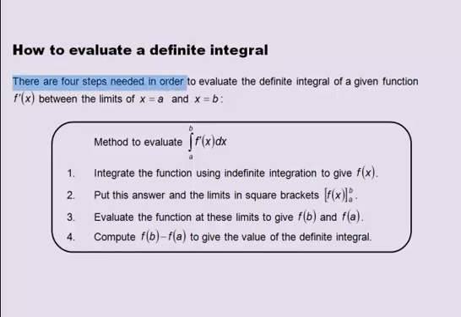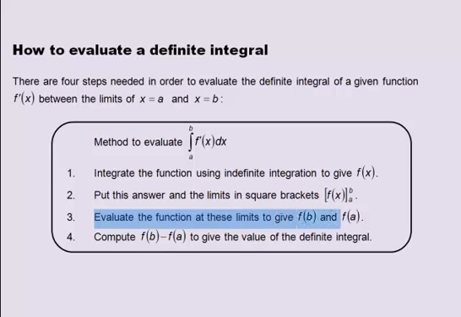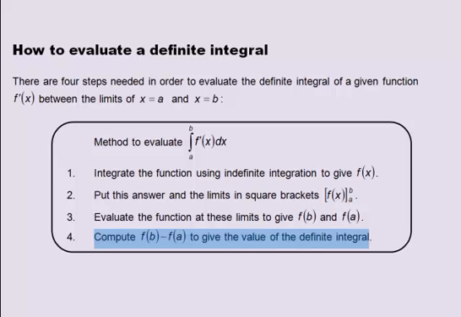How to evaluate a definite integral. There are four steps needed in order to evaluate the definite integral of a given function, f' of x, between the limits of x equals a and x equals b. Method to evaluate the integral between a and b of f' of x dx. 1. Integrate the function using indefinite integration to give f of x. 2. Put this answer and the limits in square brackets, like this. 3. Evaluate the function at these limits to give f of b and f of a. 4. Compute f of b minus f of a to give the value of the definite integral.